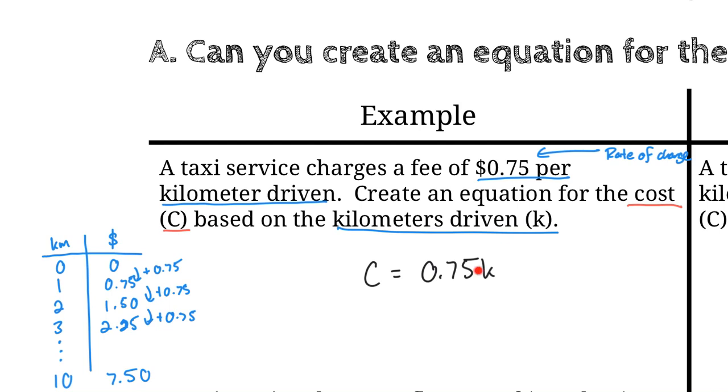And remember, if you have a number right in front of your variable, that automatically means multiplication. So you don't need to put a multiplication sign here, and you don't have to put brackets.